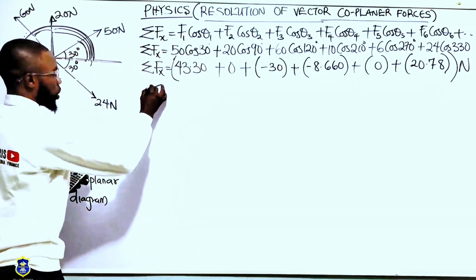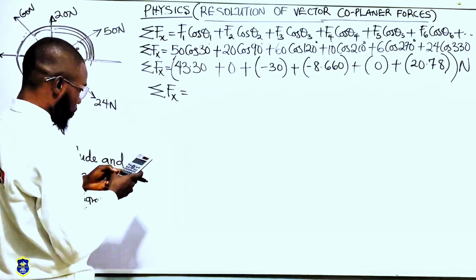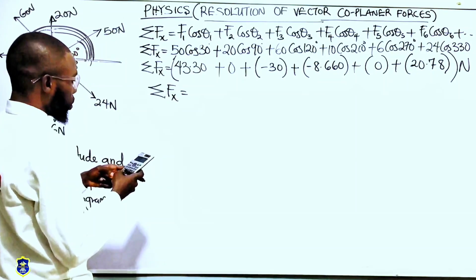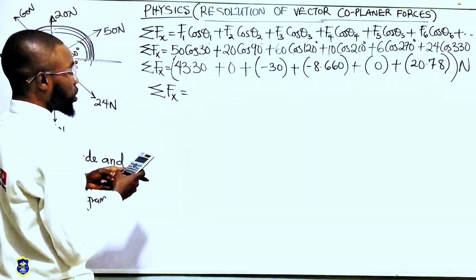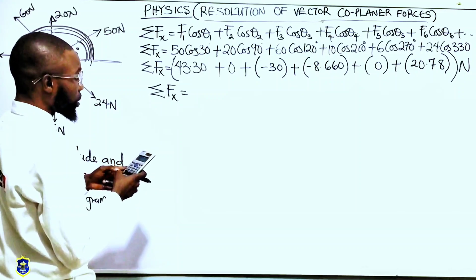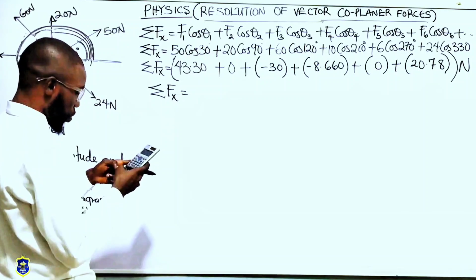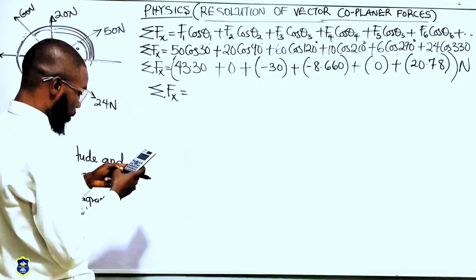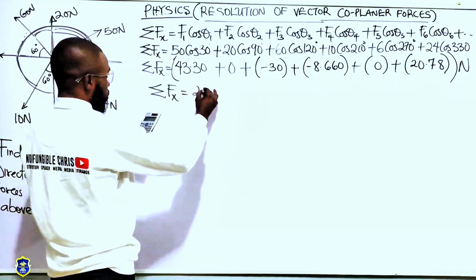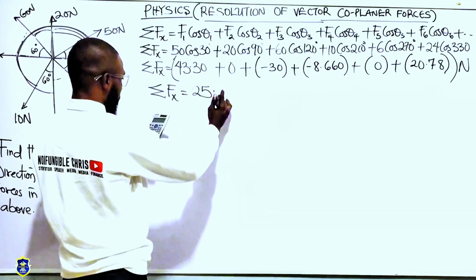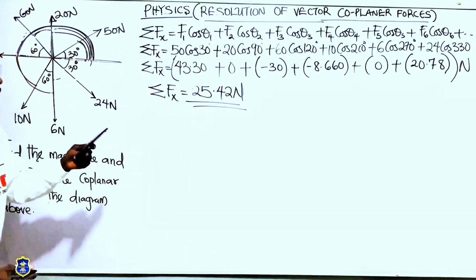So let's add. Our summation of X gives us what? 43.30 plus or minus 10 plus 0 minus 30 minus 8.660, plus 0 plus 20.78. We sum everything, and we have 25.42 newtons. That's our summation of X. We got there. So let's get the one for Y.